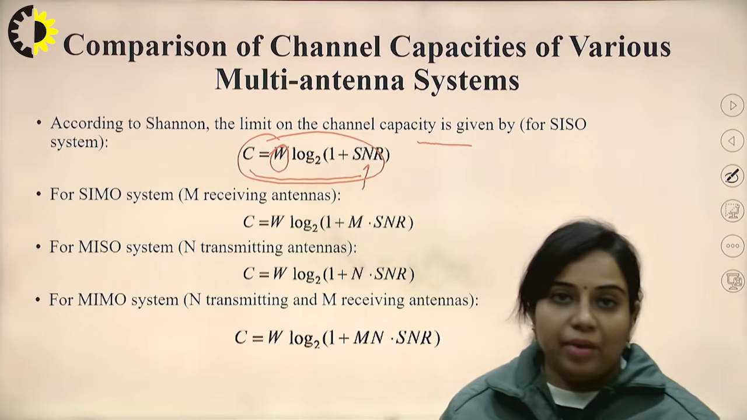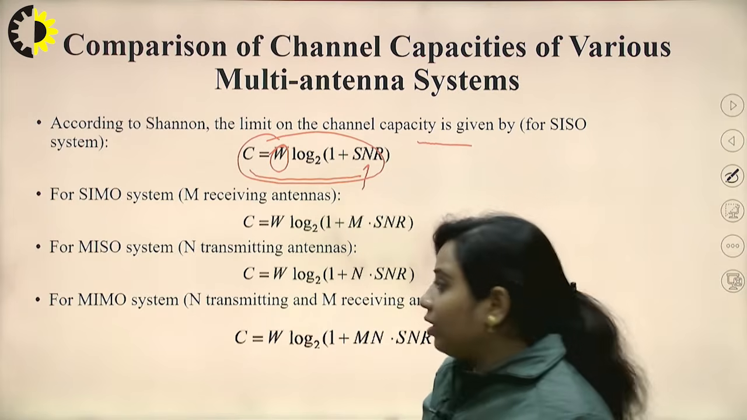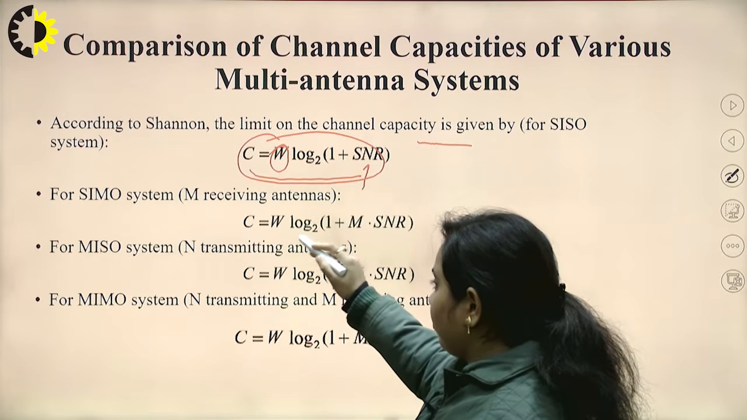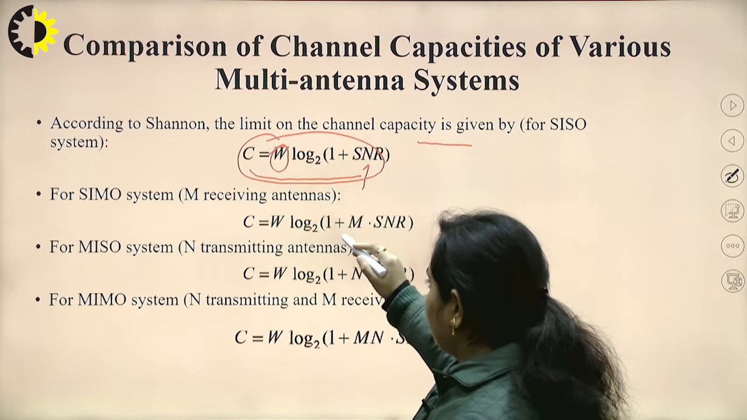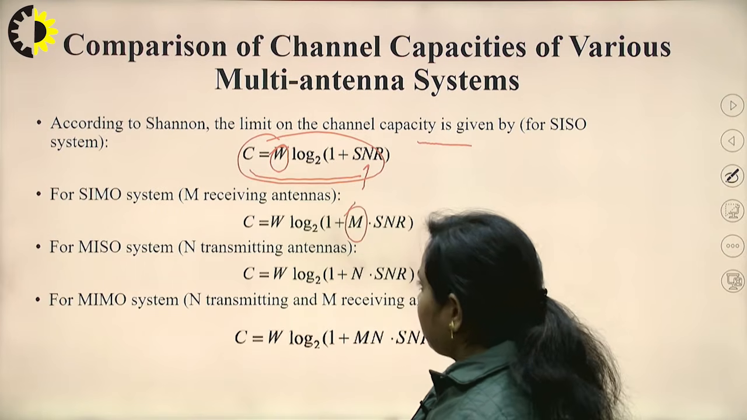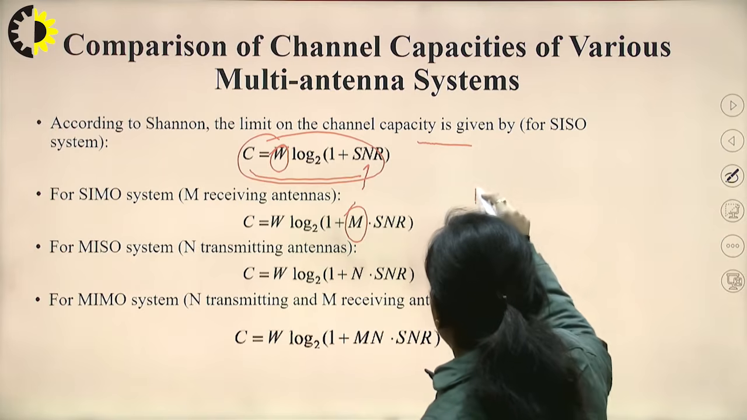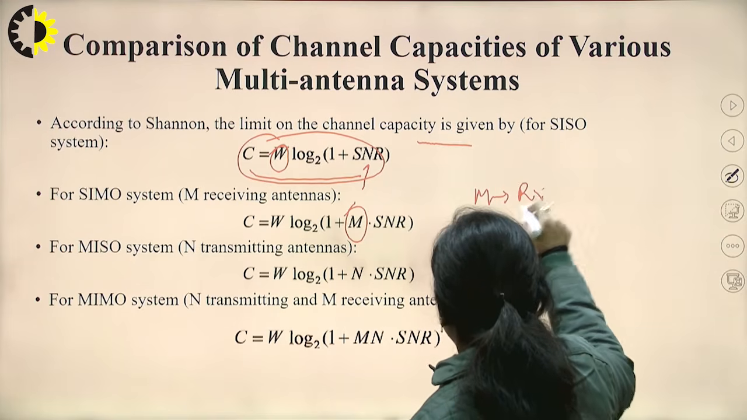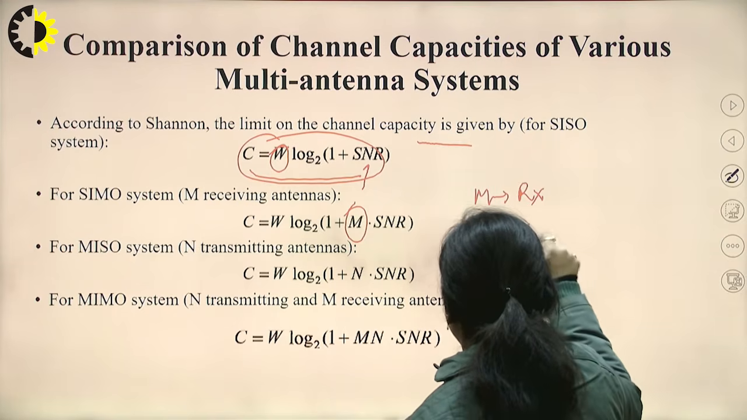For SIMO, the capacity of the channel will be C equals W log to the base 2 of (1 plus M times signal to noise ratio). Here M is the number of receiving antennas, and N is the number of transmit antennas.